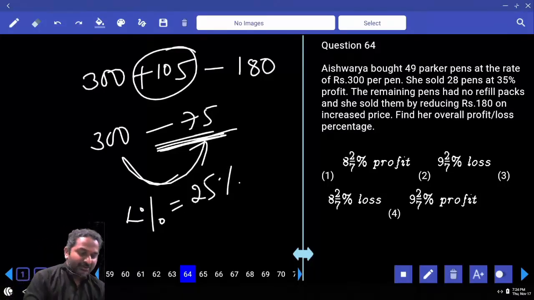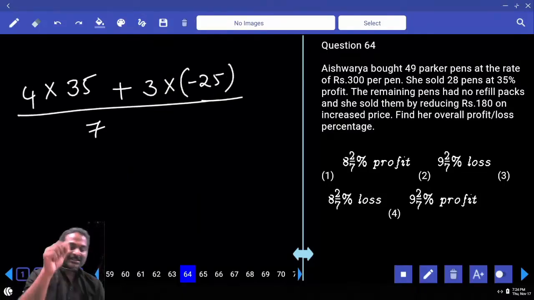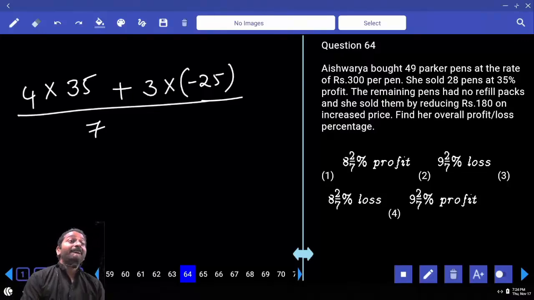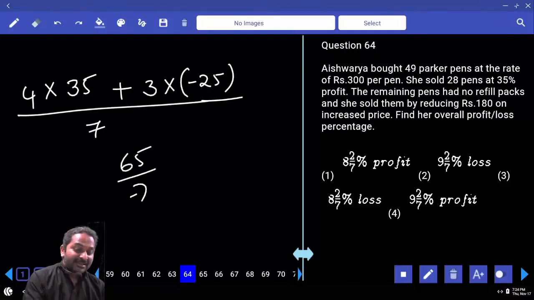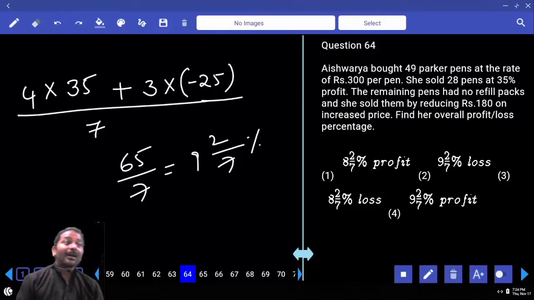So on remaining items, loss 25. So I would like to write it as minus 25. Understand? 4 times 35 is 140. 3 times 25 is 75. 140 minus 75 is 65. 65 by 7, which is 9, 7 nines are 63, 2 by 7. Percent. Profit or loss? Loss.